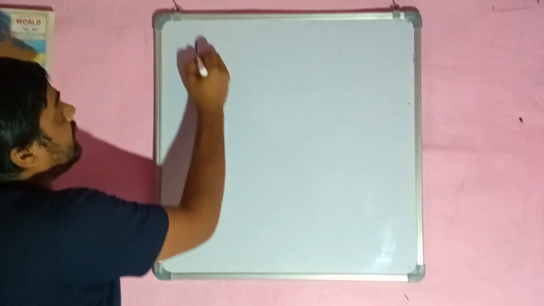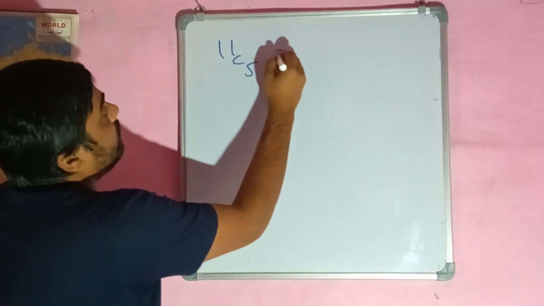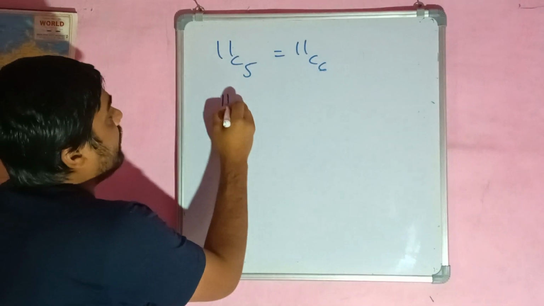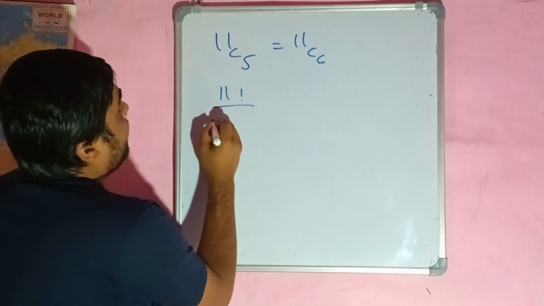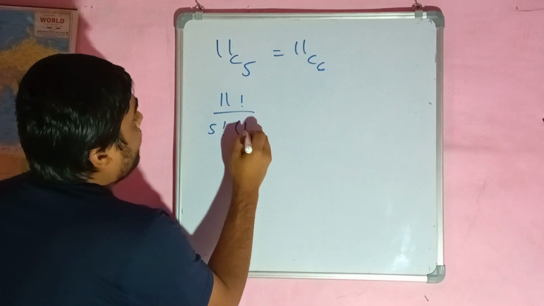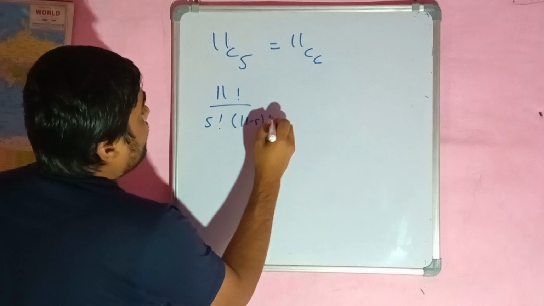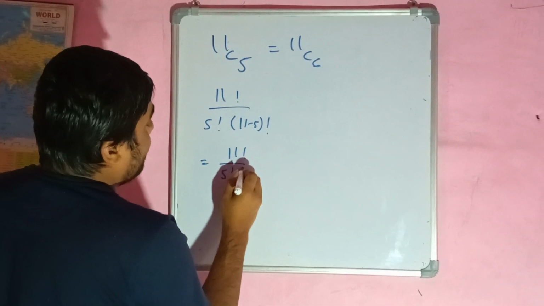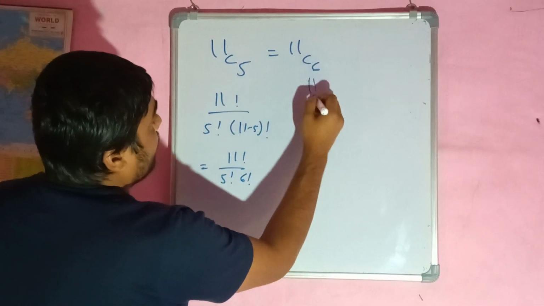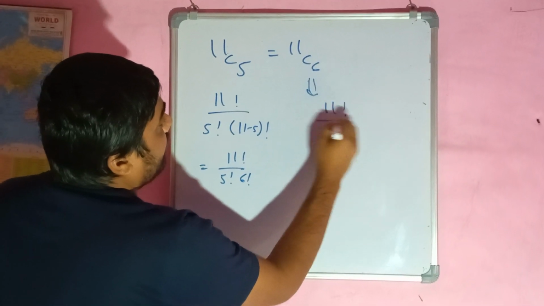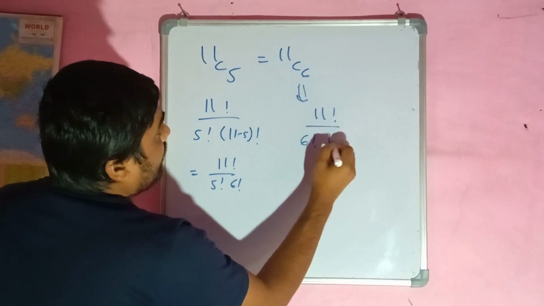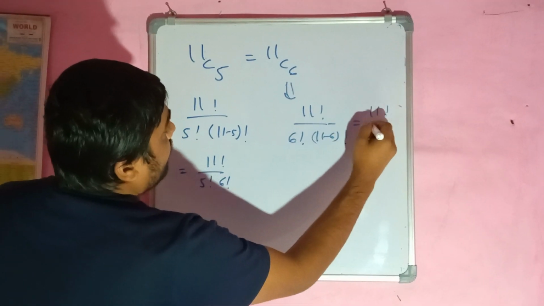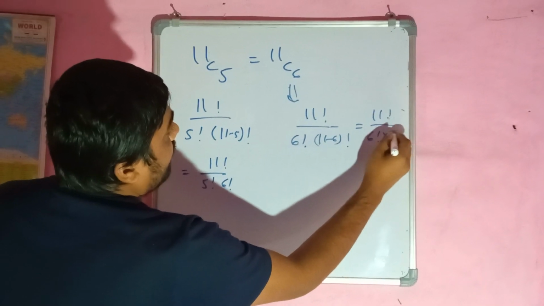You just see, 11C5 is equal to 11C6. You just see this one, 11 factorial by 5 factorial into (11 minus 5) factorial. So it will be 11 factorial by 5 factorial into 6 factorial. Now solve this one. 11 factorial by 6 factorial into (11 minus 6) factorial is equal to 11 factorial by 6 factorial into 5 factorial.